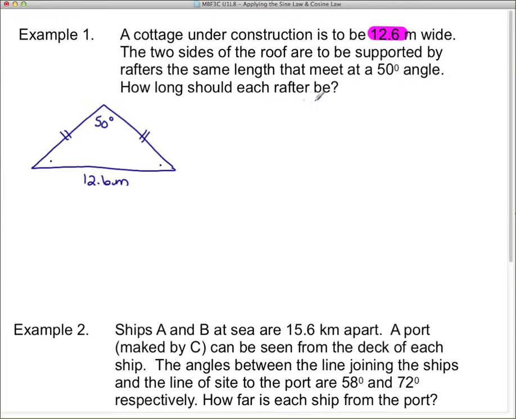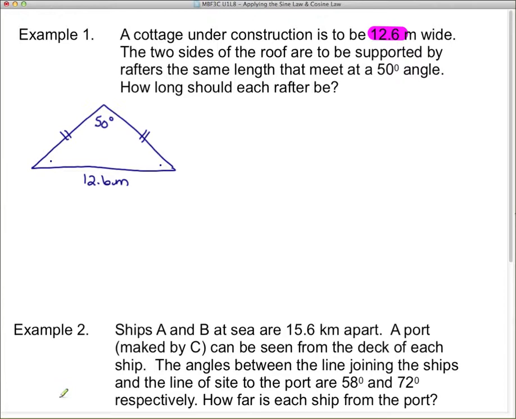That says how long should each rafter be? Well, the good news is I have an angle side pair. So if I have an angle side pair, this looks like it should be a sine law situation. The problem is, in order to find how long the rafter is, in order to find this length of the rafter, I need to know what that angle is. So we got a little bit of work to do here. The angle side pair tells me I can use sine law, but I need one other piece of information, so I got to be able to do it.